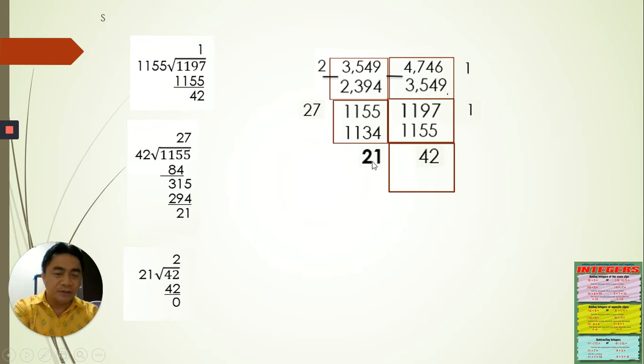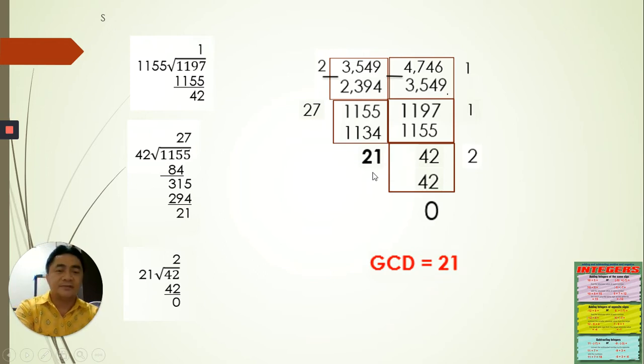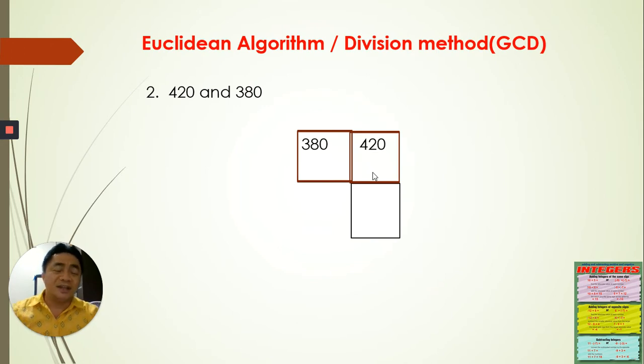42 divided by 21 is how much? You have 2. 2 times 21 is 42. 42 minus 42 is 0. So we arrive at 0. Therefore, the last divisor here, this one is our GCD. Okay? Did you understand it? I hope so.